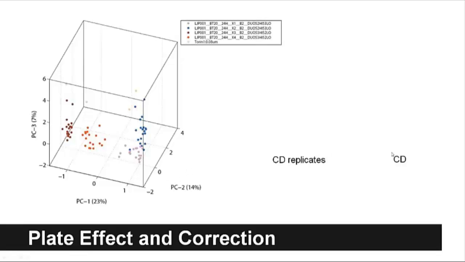The way we correct this effect is to calculate a direction of the experiment on each plate, using the single experiment replicate and the control replicates on this plate.